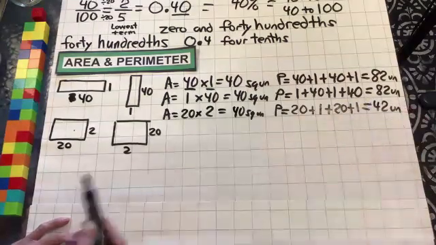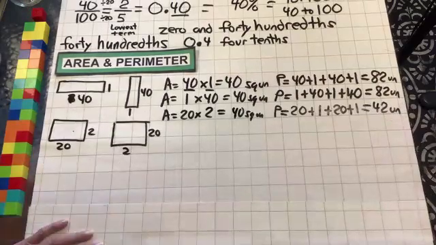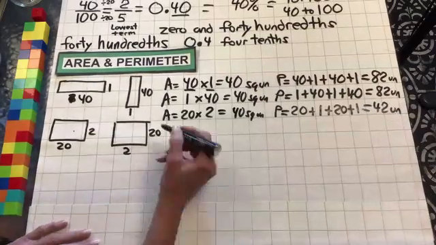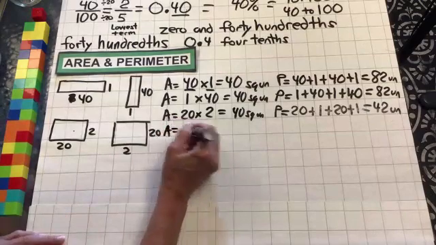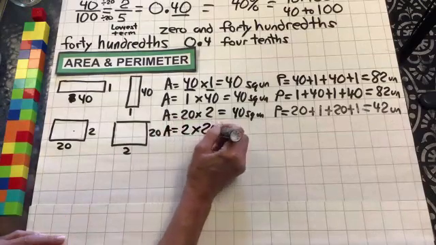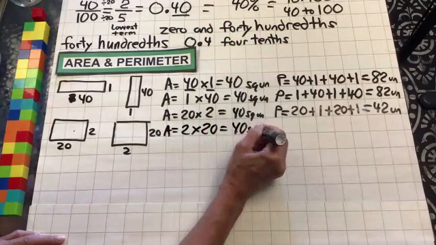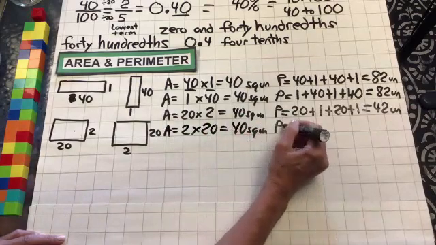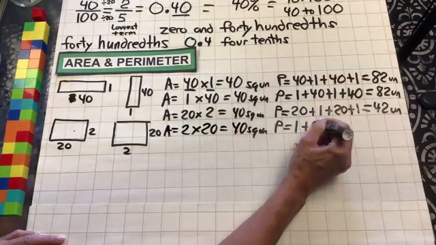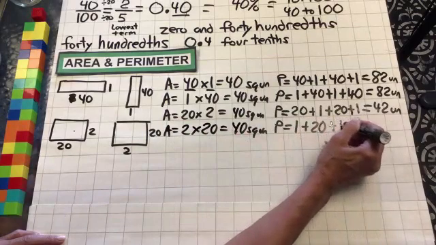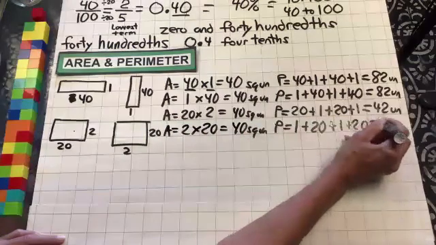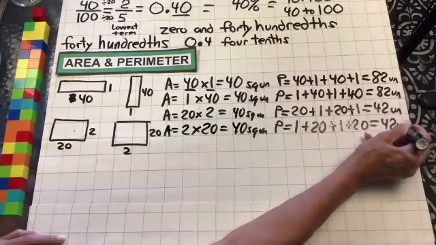Wow, almost cut it in half, didn't we, by just stacking them 2 by 2. And then the next one, of course, would be 2 times 20, which equals 40 square units. And our perimeter would be 1 plus 20. We're just changing up the order here. It still would be 42 units.